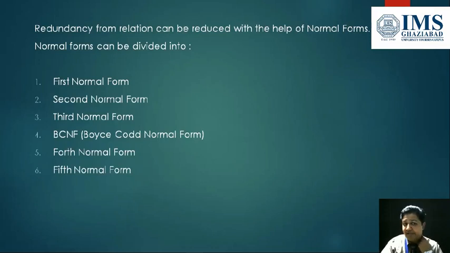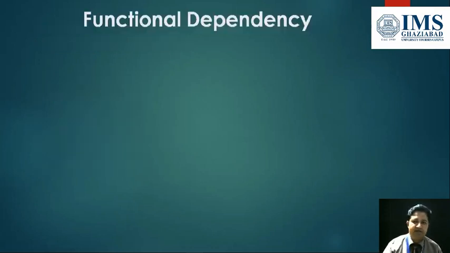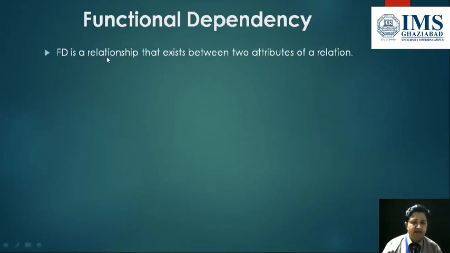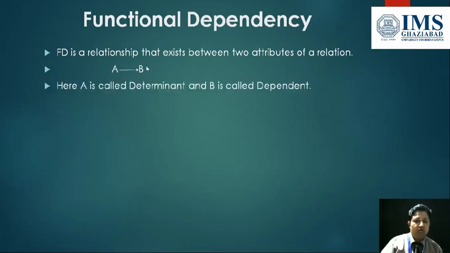Before understanding each of these normal forms, we will start with functional dependency, because functional dependency plays an important role in normal forms. Functional dependency is a relationship which exists between attributes of a relation. Suppose we have two attributes A and B of any relation, say R. There exists an arrow between A and B. On the left hand side of the arrow we have the determinant, and on the right hand side we have the dependent. So A is called the determinant and B is called the dependent.